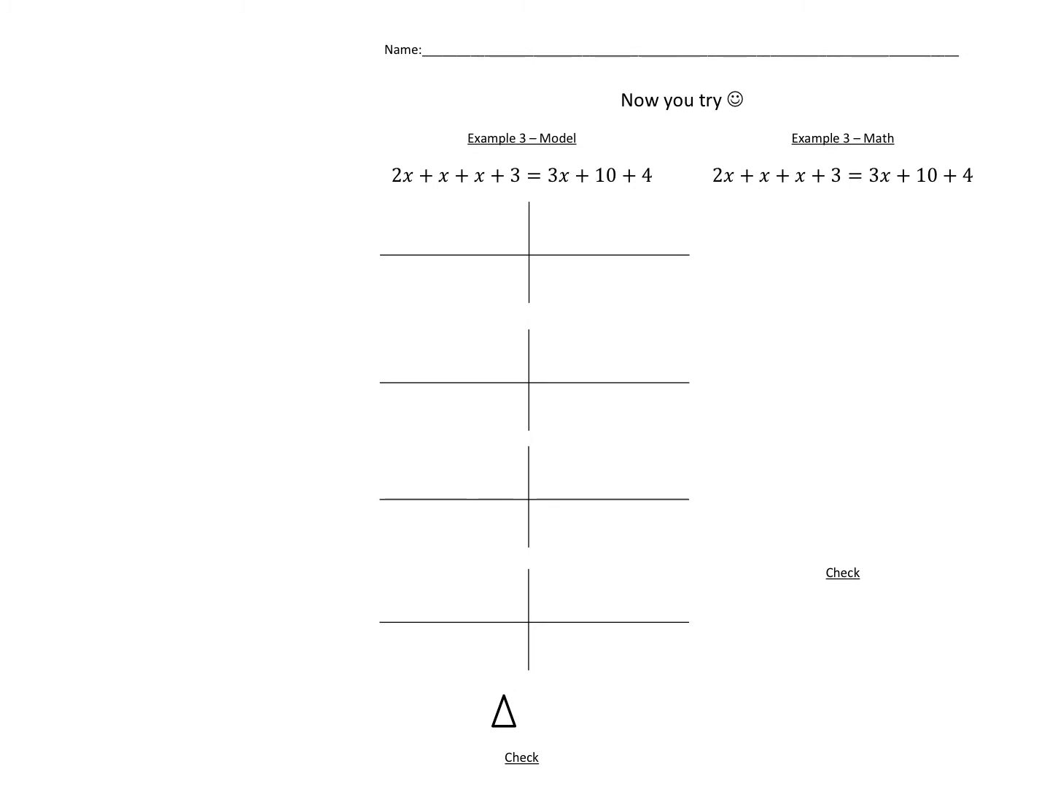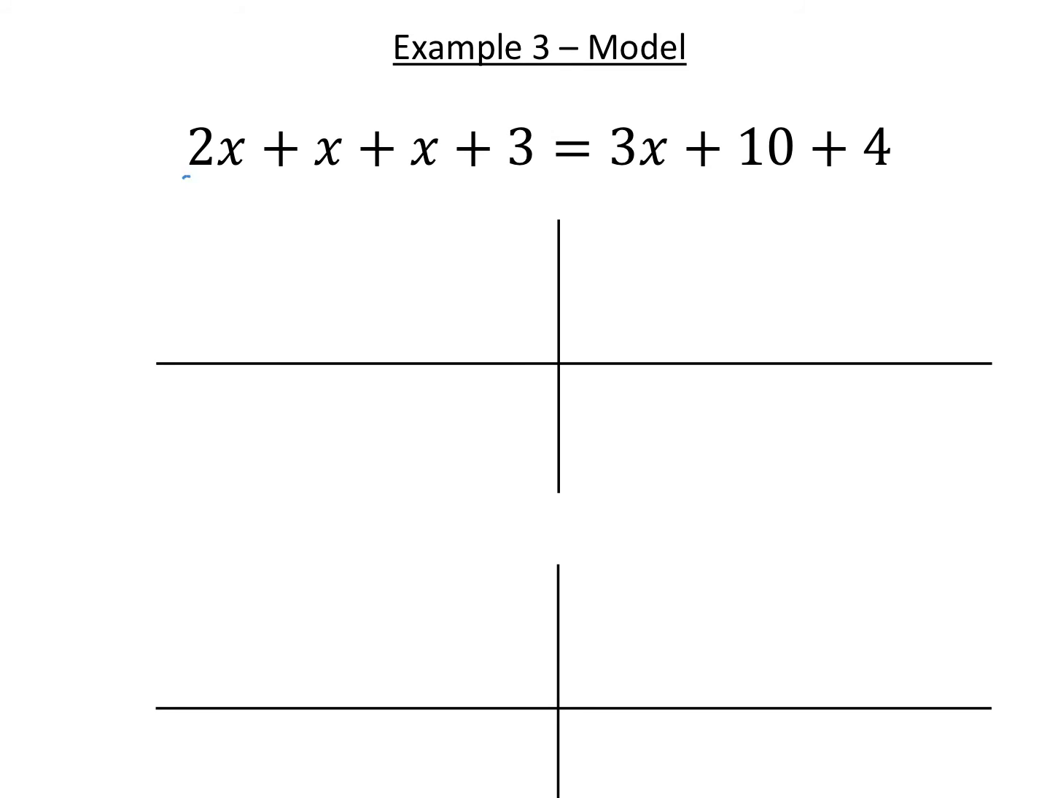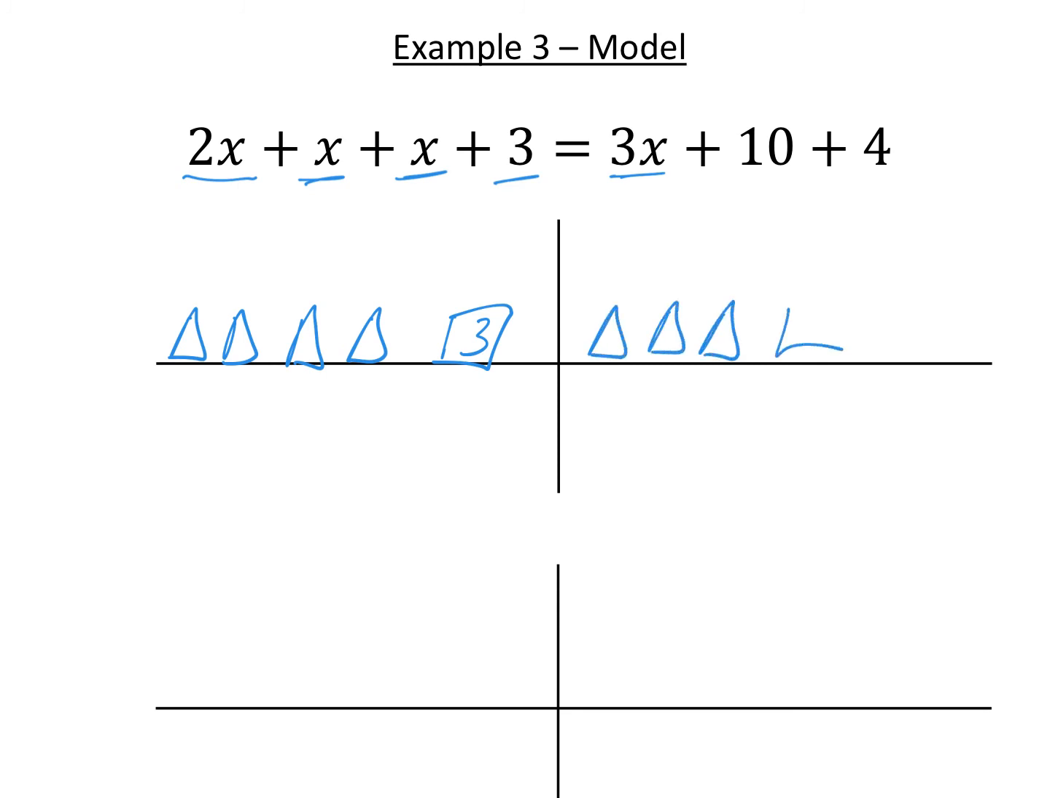All right, so let's go ahead and go through this. Left side, I have a 2x, so I'm going to do 2 pawns. Another x, so that's another pawn. And then another x, so that's another pawn. And then finally a 3, so all that's on the left side. Right side, I have 3 x's, so that's 3 pawns. Then I have a 10. And I have a 4.